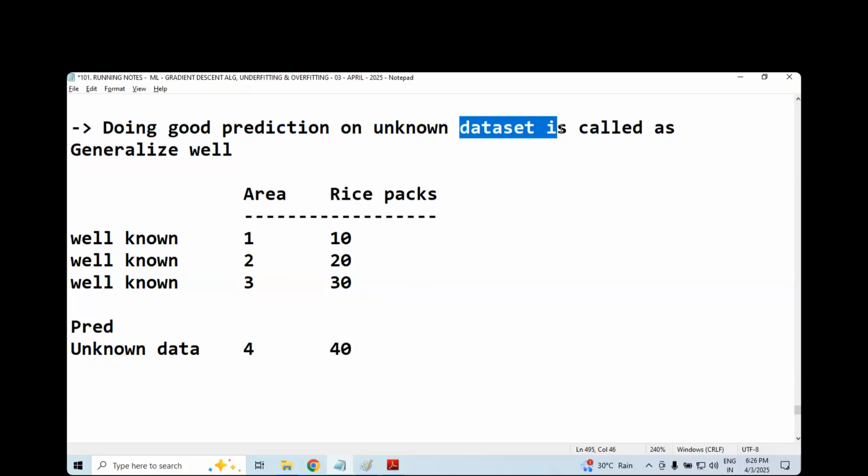Go to my father example. Those 30 images are unknown for me, but still I am doing prediction. That is called generalized well. What do you mean by generalized? You know, that's why we take a data set and split it in a 70-30 ratio. 70 is well known, because training happens there. But 30 is unknown data, and still it is doing the prediction.